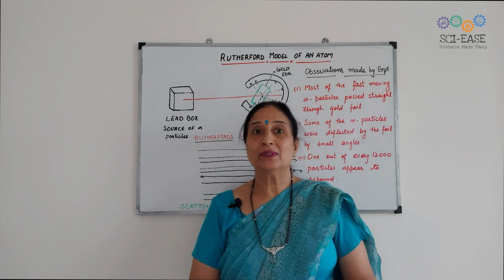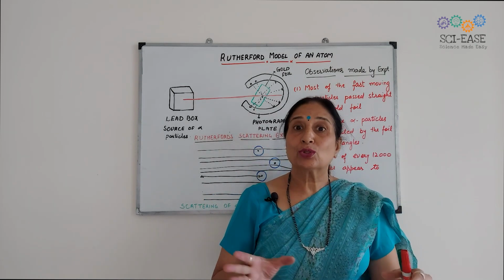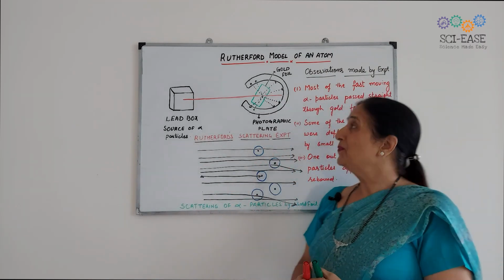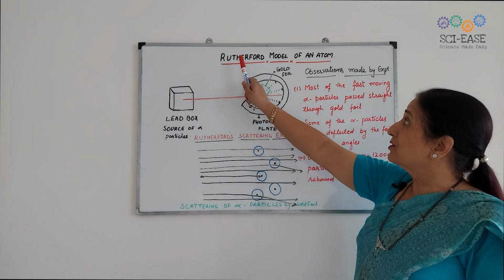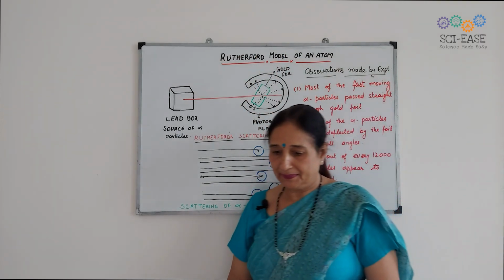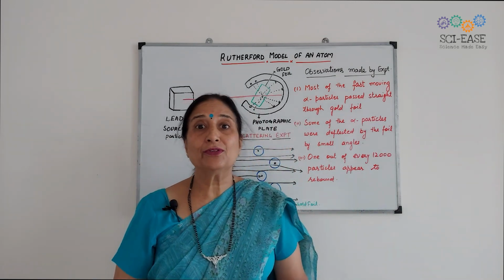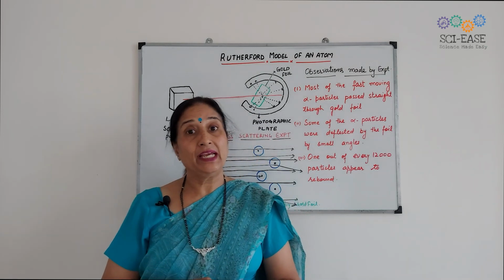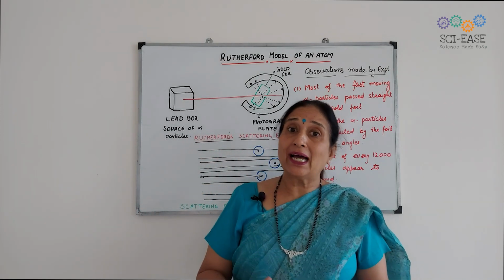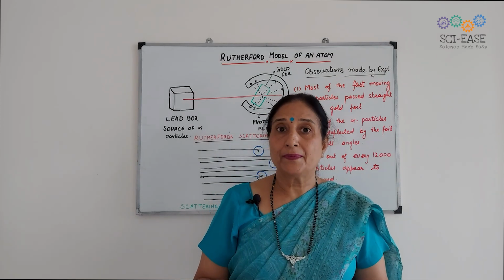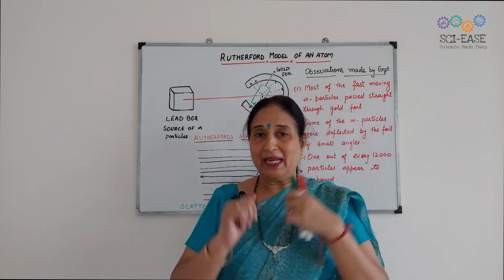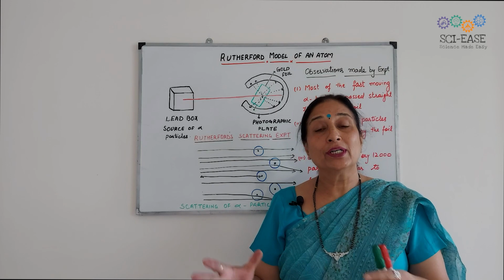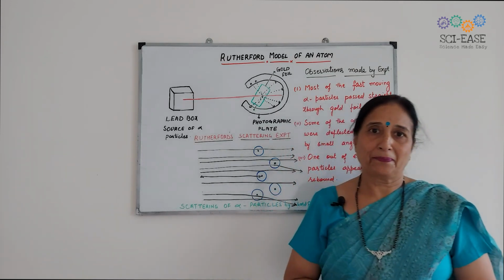In the last video, we discussed the Thomson model of an atom. And in this video, I will discuss the Rutherford model of an atom. Ernest Rutherford wanted to find out the position of the electron in an atom. So for that, he performed one experiment, and that experiment is known as the Rutherford scattering experiment.